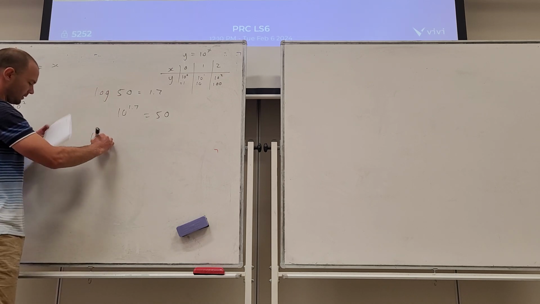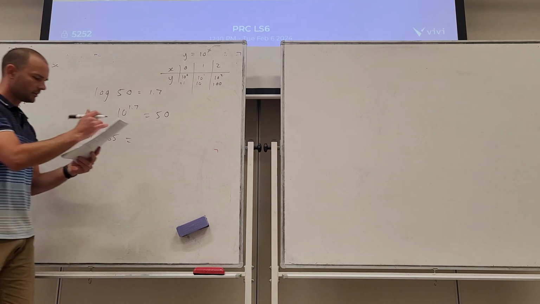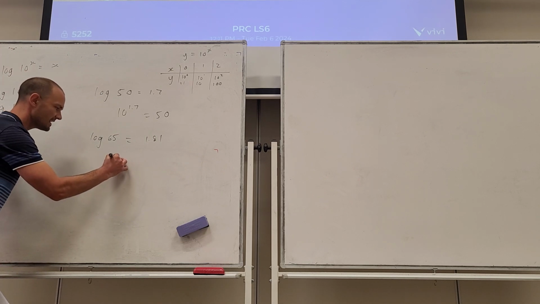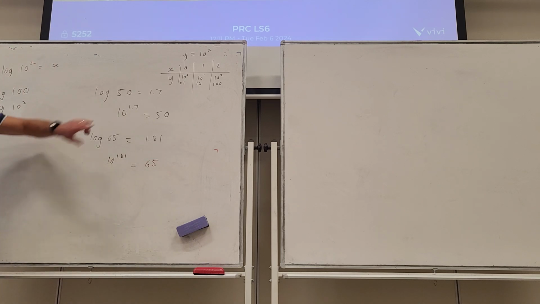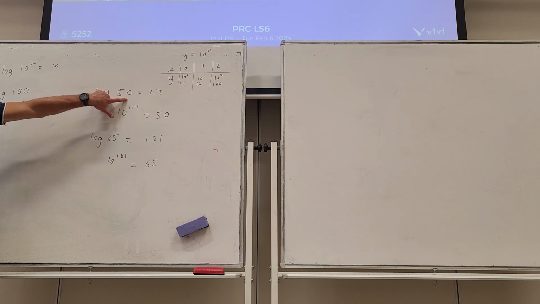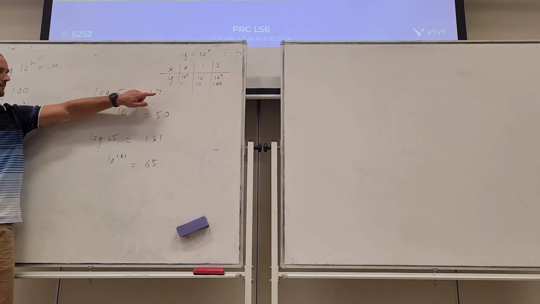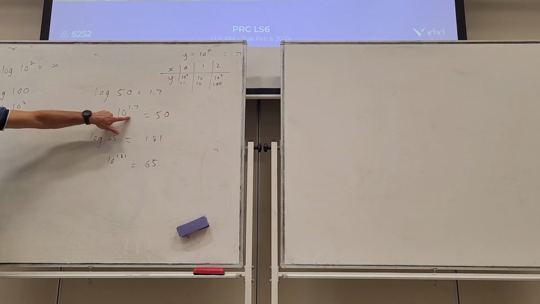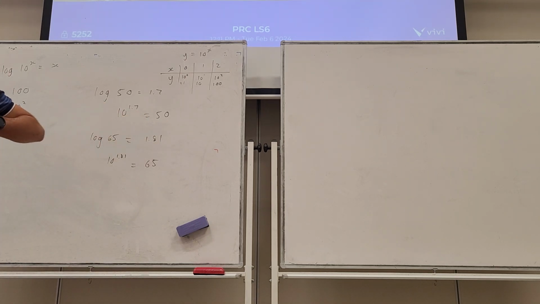If we have log of 65, if you put that in your calculator, you get 1.81. What does that mean? It means 10 to the power of 1.81 equals 65. So you can start to see a relationship here. This is what we call a logarithmic statement, because it's a statement of equality about a logarithm. This is an exponential statement because we have a power, an exponent, in an equality statement. So that's what logarithms mean.